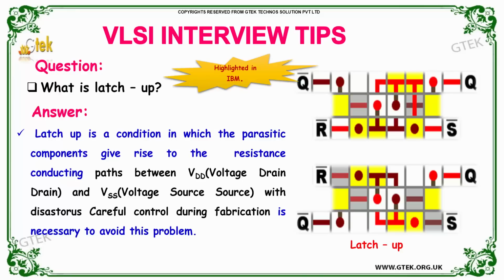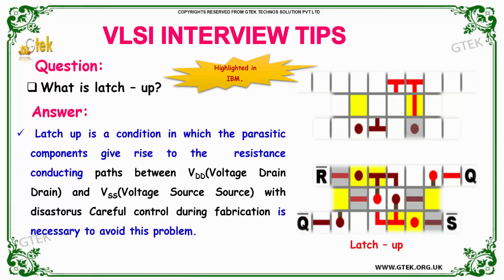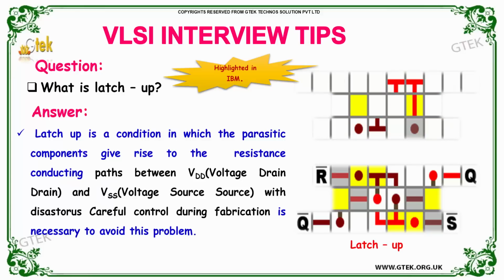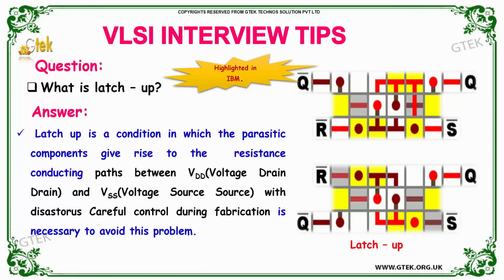Here we go with the next question. What is meant by latch up? Latch up is a condition in which the parasitic components give rise to low resistance conducting paths between the VDD, that is the drain voltage, and the VSS, that is the source voltage. With respect to this, careful control during fabrication is necessary to avoid these kinds of problems. So this is all about latch up.